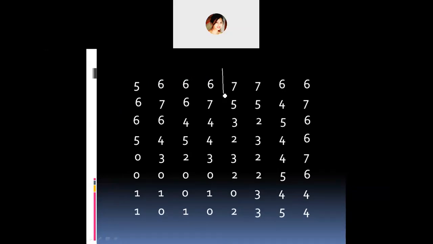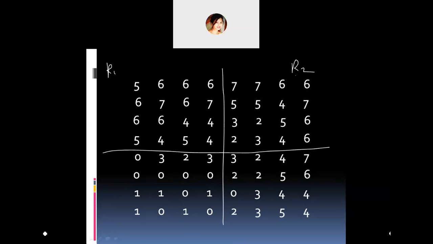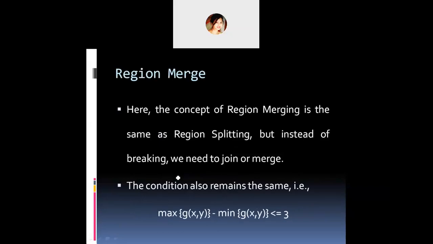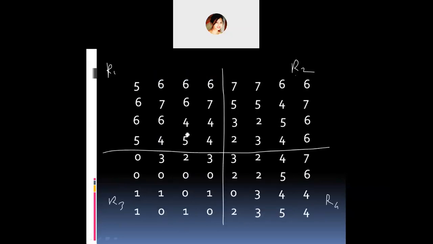What I mean to say here is, again, the same region I am considering, so divide it into 4 parts and consider these as R1, then R2, then R3 and R4. Again you have to check the condition: 7 minus 4 is 3, so this region satisfies the condition, so leave it as it is. Now here again 3 minus 0, suppose this is 3, so this also satisfies it.